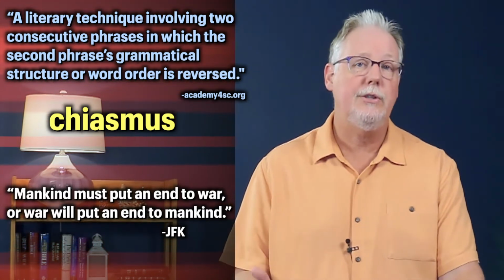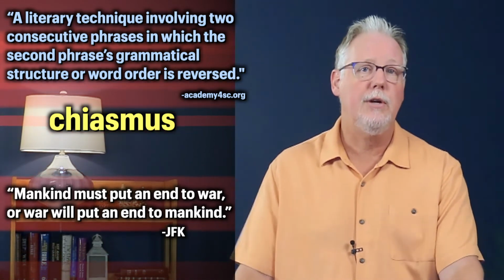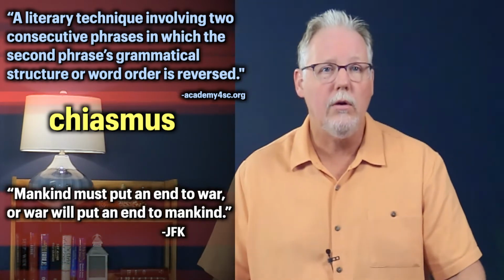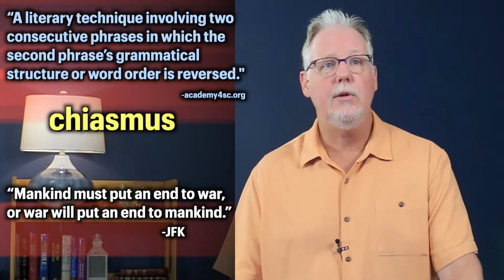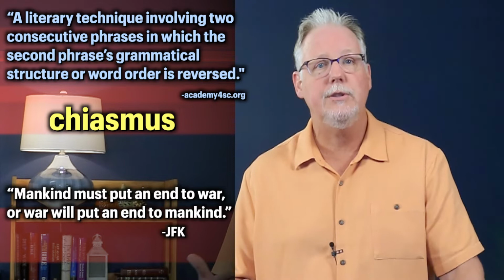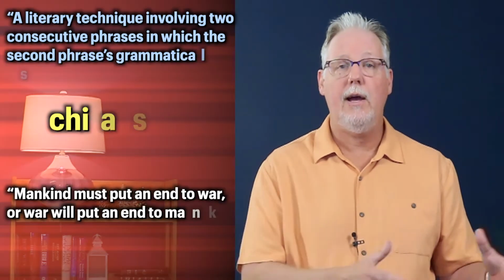He uses the example on this website of President John F. Kennedy's quote from his address before the United Nations when he says, "Mankind must put an end to war, or war will put an end to mankind." The words mankind and war have swapped places, as well as the grammatical functions in the sentence. And so that's just a little bit more technical, but the idea is that a chiasmus reverses order as an outline, and parallelism is a repetition outline.